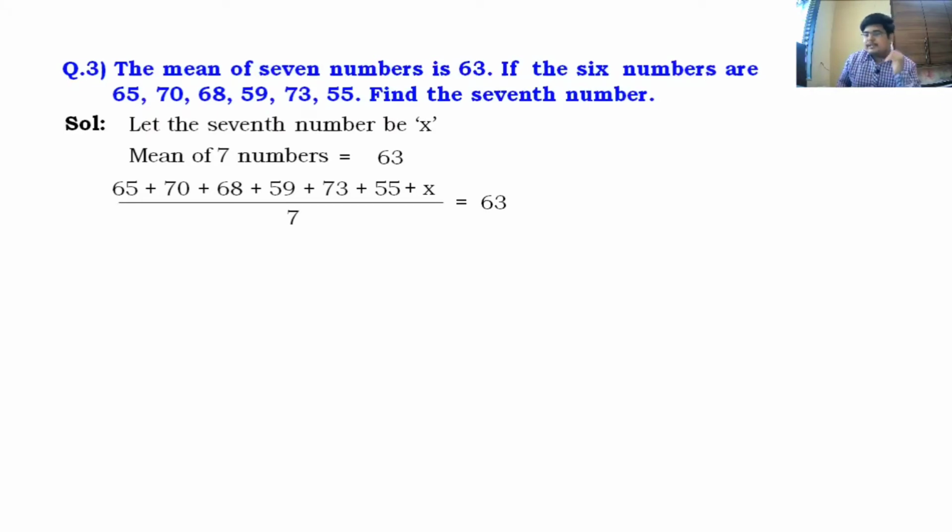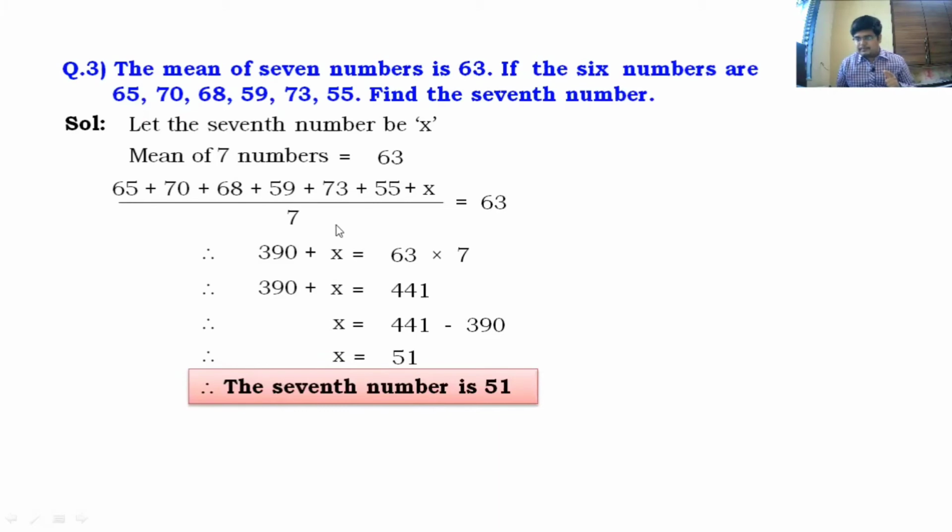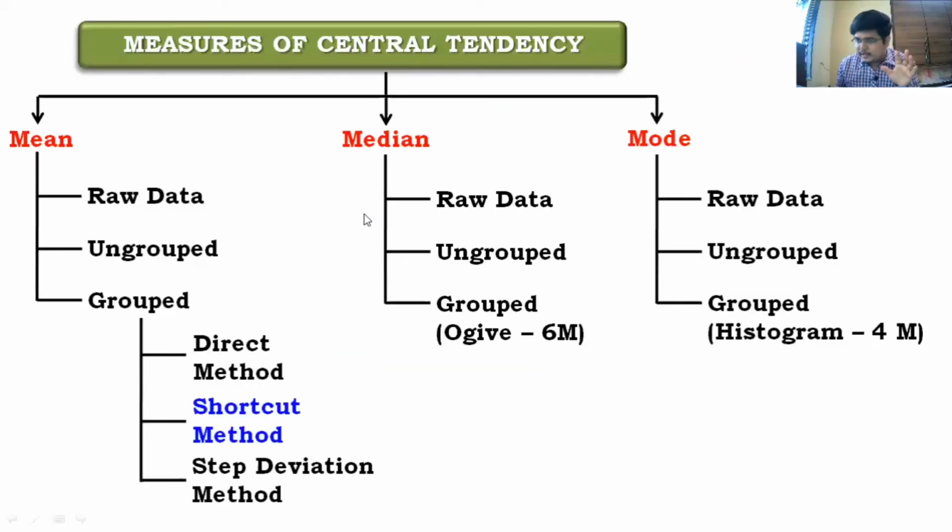All right, I hope you have solved this. So here, check your answer. You should get 390 plus x is 63 into 7, and 63 into 7 is 441. You subtract 441 by 390, we get the answer 51. So the 7th observation is 51. And with that, we finish the sums based on raw data and finding mean of raw data.